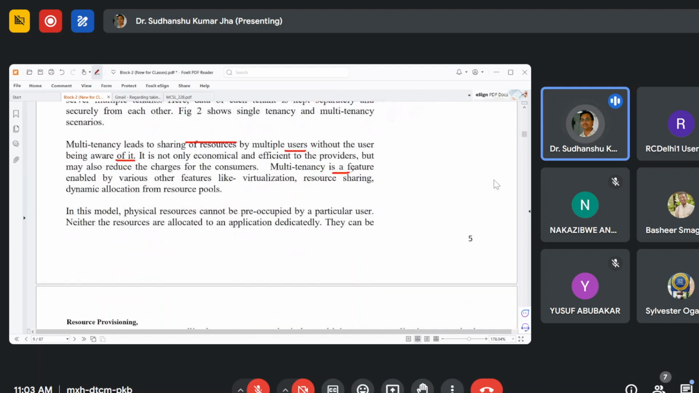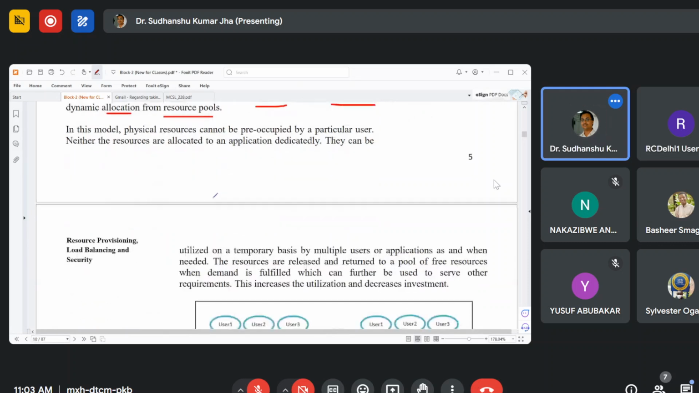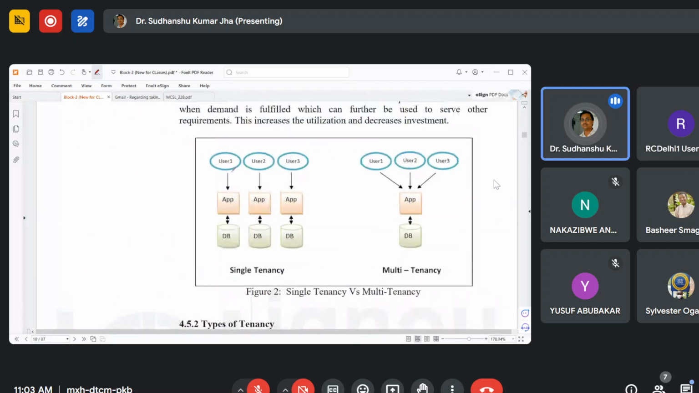Multi-tenancy is enabled by various features like virtualization, resource sharing, dynamic allocation, resource pooling, etc. You can see here that we have one database or one application, and one particular user gets the entire hardware and software allocated. That is the single tenancy. This is allocated to someone else, this is allocated to someone else. That is the single tenancy. Single tenancy has its own advantages and disadvantages. We will come to that.